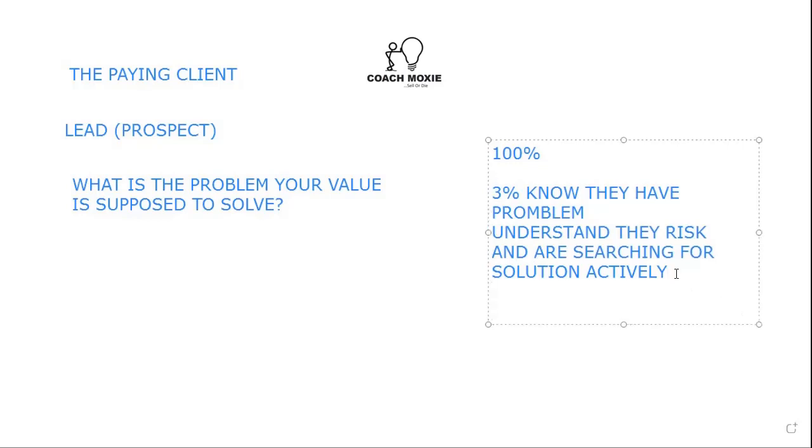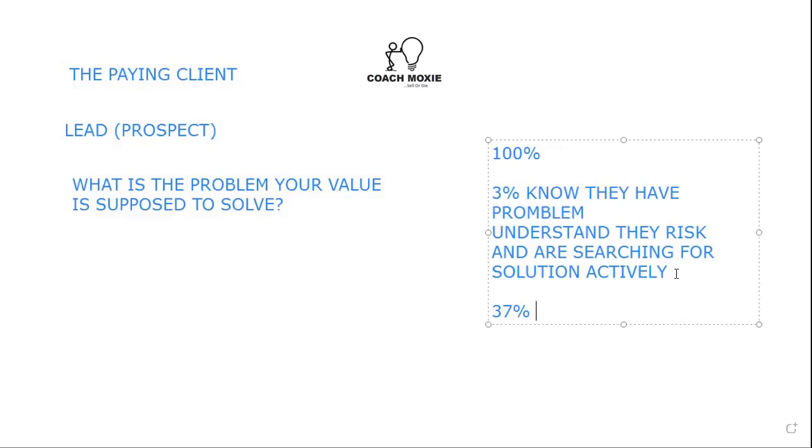There's another percentage of the paying customers, called 37%. This percentage knows they have a problem, understands the risk, and may or may not be searching for the solution. If they are searching for it, they're searching for it passively.